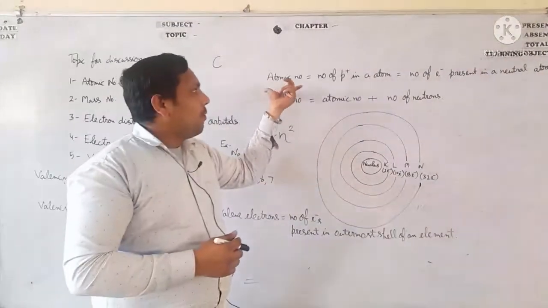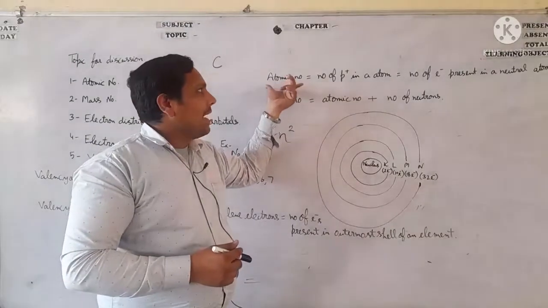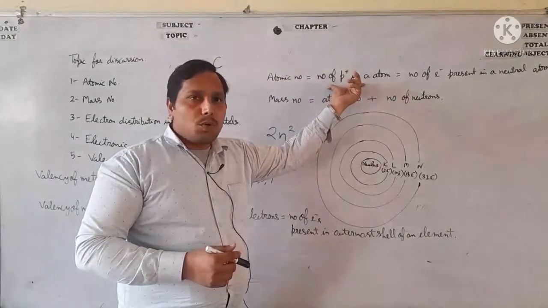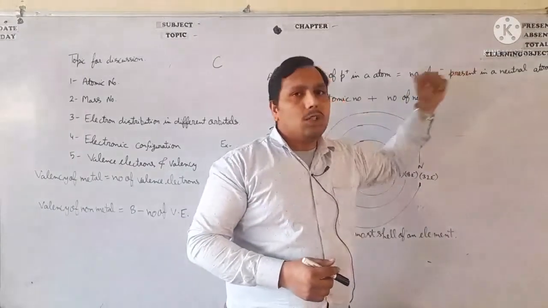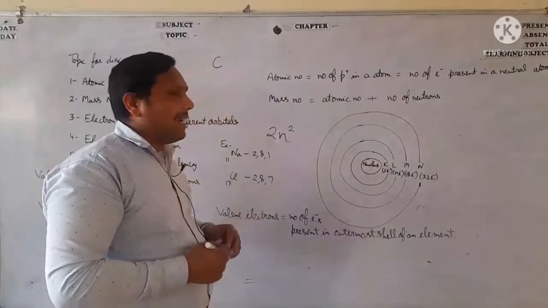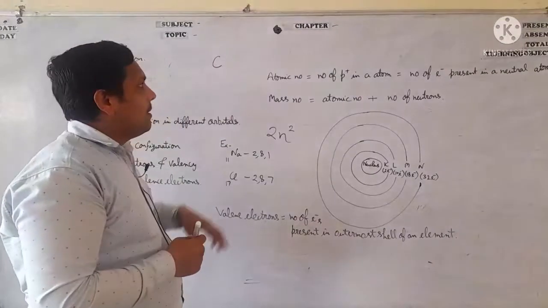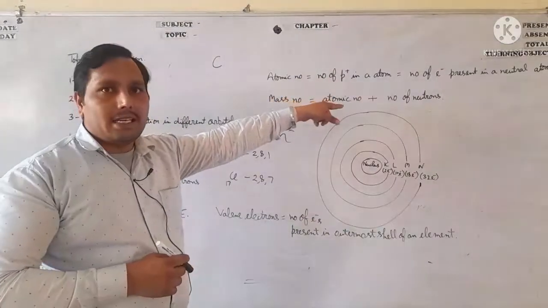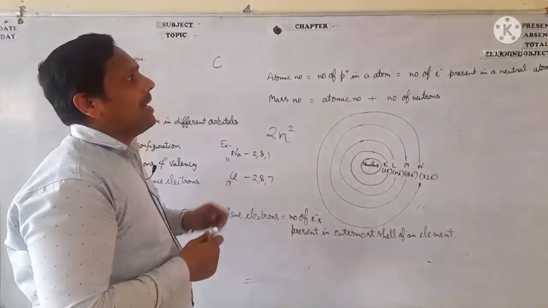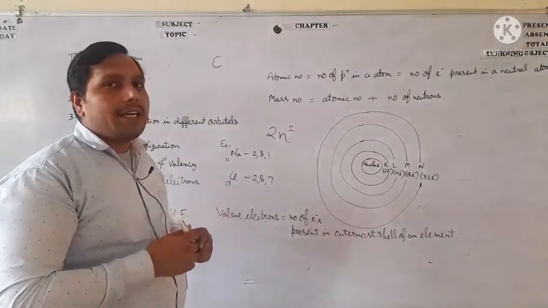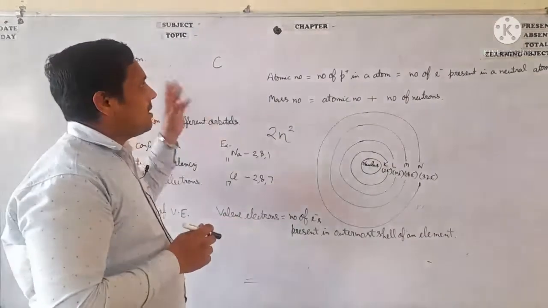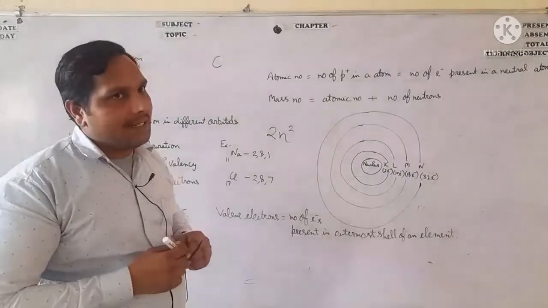What does atomic number explain? Atomic number is the number of protons in an atom and the number of electrons present in a neutral atom. So we can say that atomic number represents the number of protons present in the nucleus of the element and the number of electrons present in a neutral atom of an element. This is the atomic number of an element.